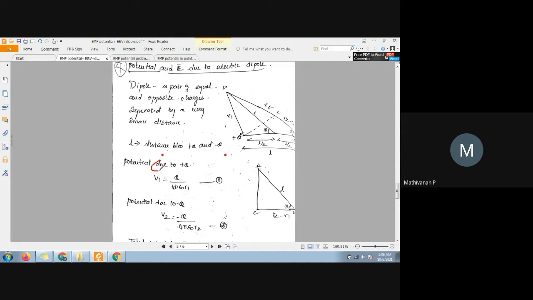So we consider this to be Q1 and this to be Q2. This is the positive charge and this is the negative charge. Both are separated by a small distance called L. The small distance is nothing but L.